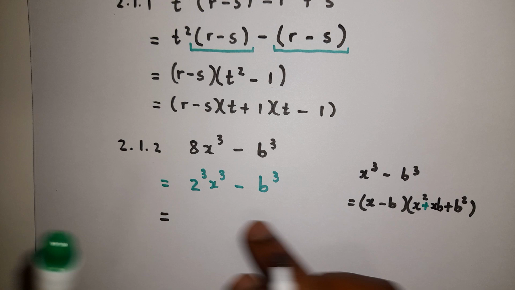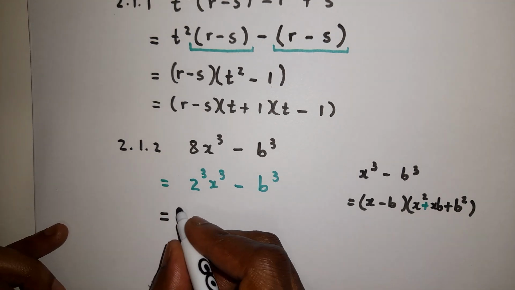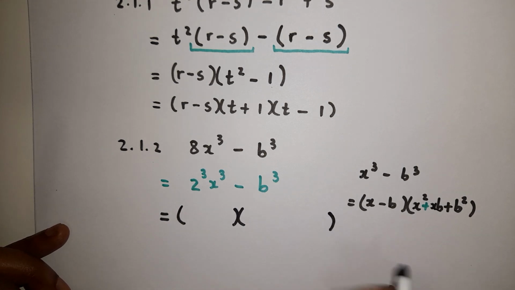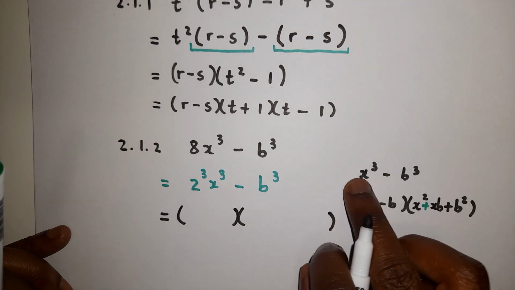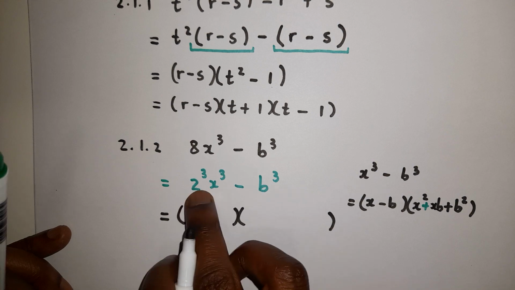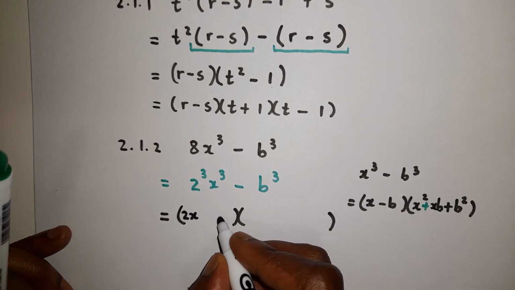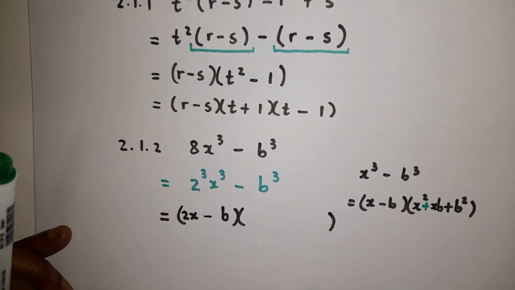So let's apply that and do it here. We'll have a binomial with a trinomial. Let's do that again. First bracket, these without cubes. So it means these without cubes. Without cubes, this becomes 2x and b. The sign is the same as the original.